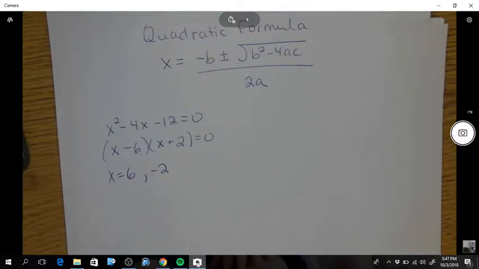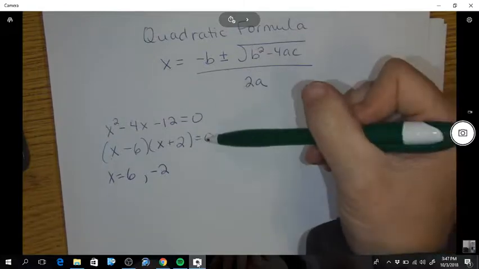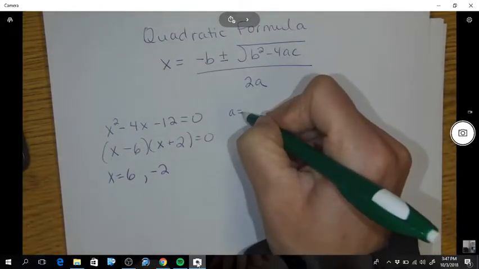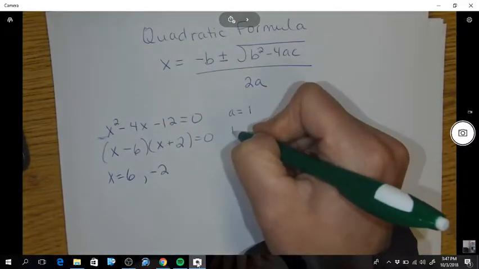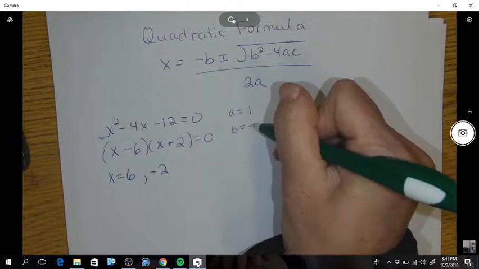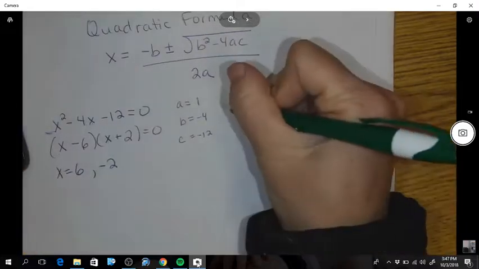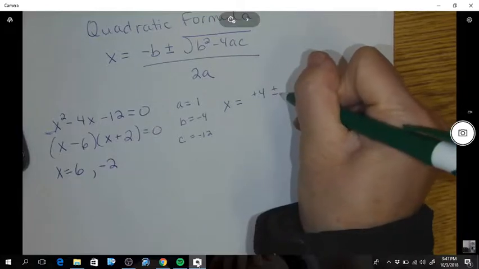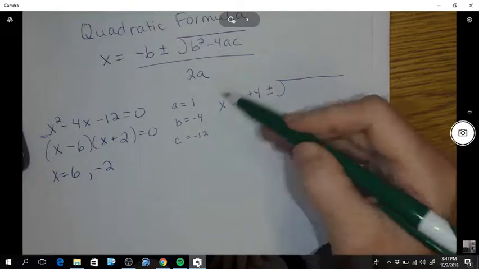So what if it does not factor? If it does not factor, you can plug this equation into your formula. Let's just use this same one just to see if we get the same results. The a value is the x squared coefficient, which is 1. B is the coefficient of x, so negative 4, and c is the constant. So x equals the opposite of b, so positive 4, plus or minus the square root of, I like to just do this squared, so I just write 16.